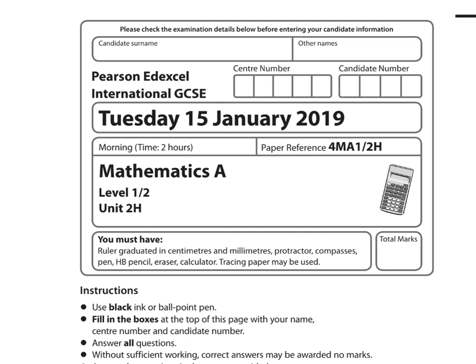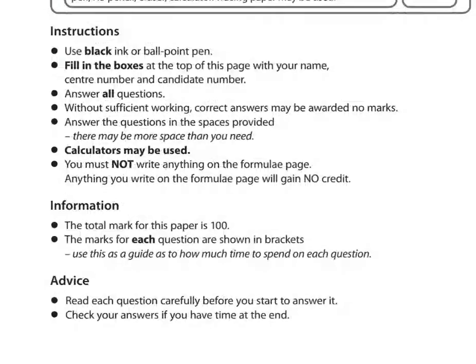Okay, so today we're going to go through the January 2019 iGCSE Edexcel Paper 2H. Let's get going.